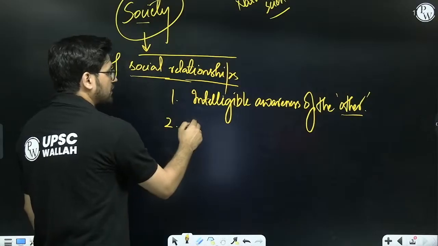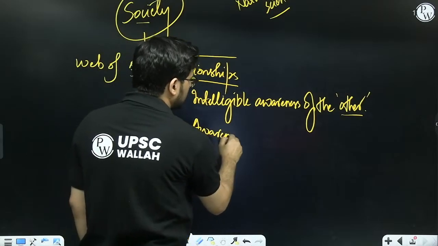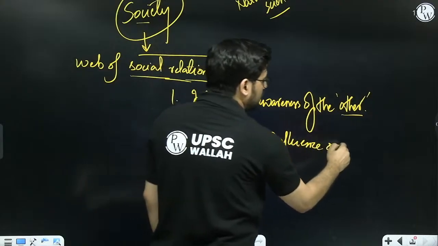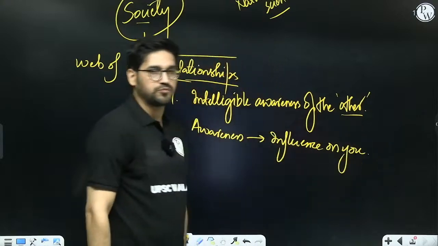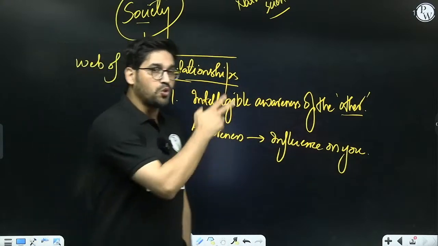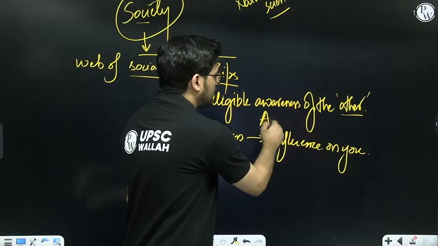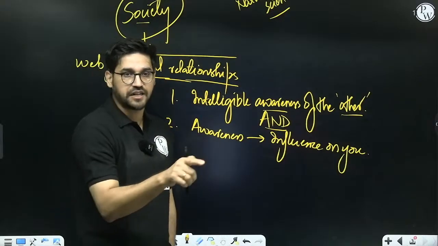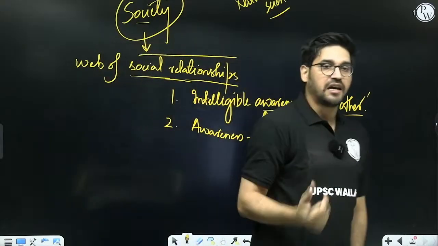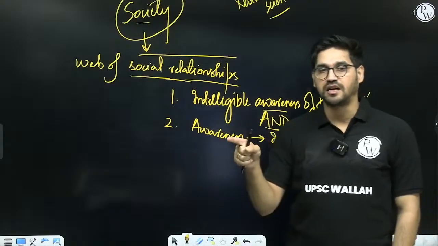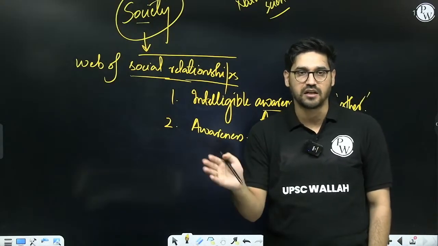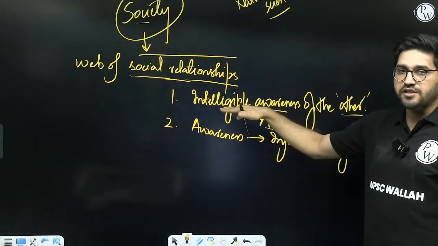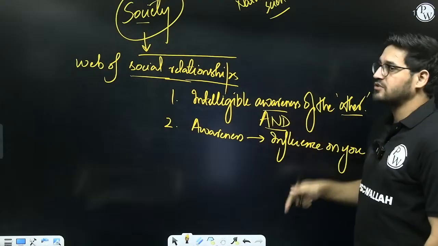Second is this awareness of the other should have an influence on you. There are two criteria. Both of these criteria individually have to happen for any relationship to be social. Let us understand each of these, because that's how you'll understand what economics is and how this is a social science and how you have different perspectives in economics. What makes a relationship social? First is an intelligible awareness of the other.